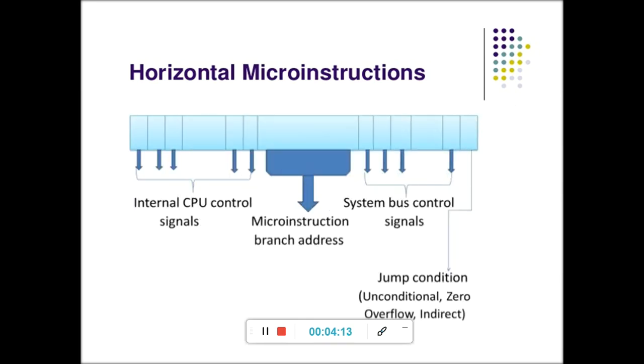Next, this is a schematic sketch of the horizontal microinstruction flow diagram. Here there are internal CPU control signals at one end and system bus control signals at the other end. In between are the microinstruction branch addresses. With the help of that we can develop support for a longer control word and allow a higher degree of freedom, that is parallelism. No additional hardware is required for decoding the state, and it makes less usage of ROM encoding. These are the parameters given below.